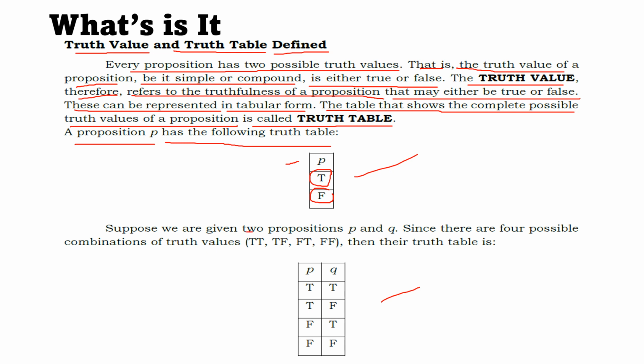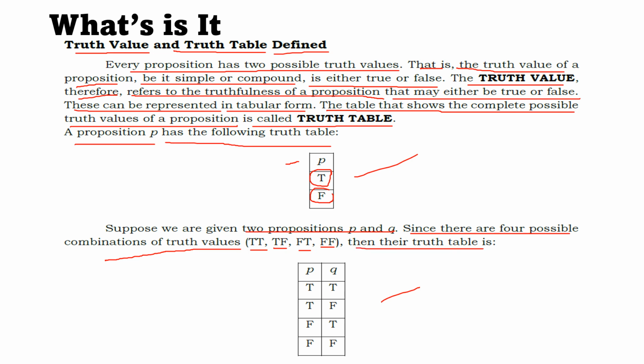Suppose we are given two propositions P and Q. Since there are four possible combinations of the truth values, these are the possible combinations. It can be true, that both P and Q are true statements. It can be true and false. One can be true and one can be false. It's the same thing with the third one. It can be false, true. And the last combination can be false and false. So both P and Q propositions are false statements, or the truth values of P and Q are false.